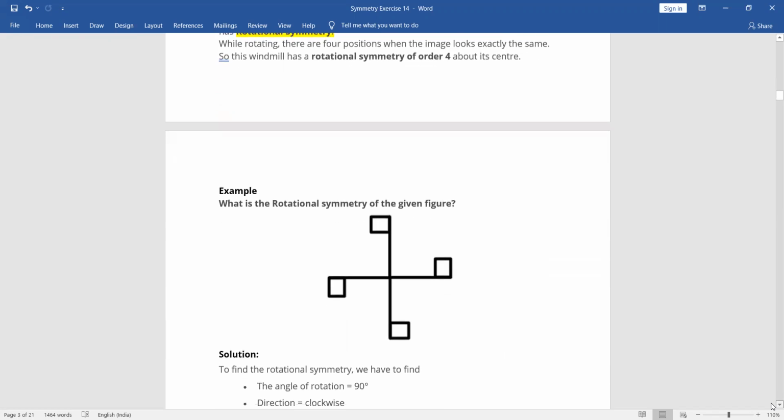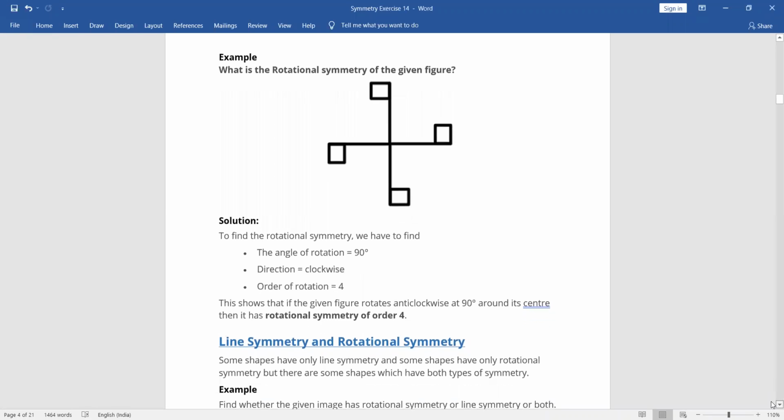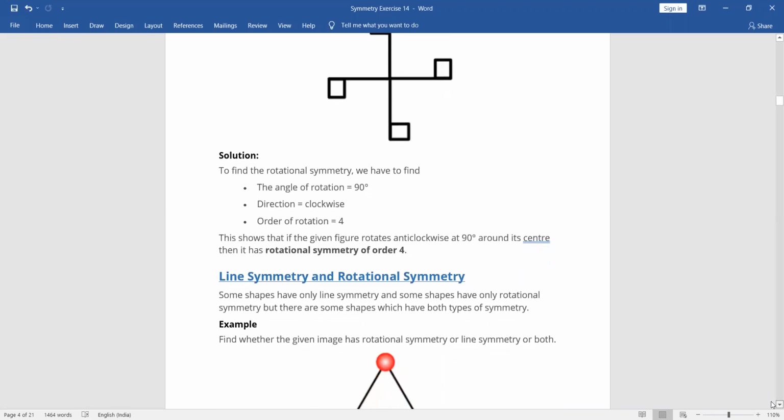Let us see one more example. Just see the figure given to you here. When we rotate it by 90, then again 90, then again 90, then again 90, the figure is exactly the same. So the angle of rotation is 90 degrees, and the order is 360 divided by 90, and the result we got is 4. So the order of symmetry is 4.